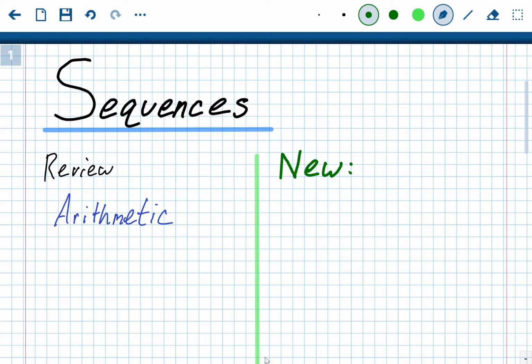Okay, so real quick today we're going to talk about sequences. A couple weeks ago, maybe in the second quarter, we talked about one type of sequence already, which was arithmetic sequences. Today we're going to intro a new sequence, and the new one we're going to do is called geometric.